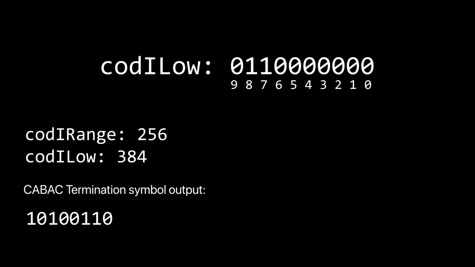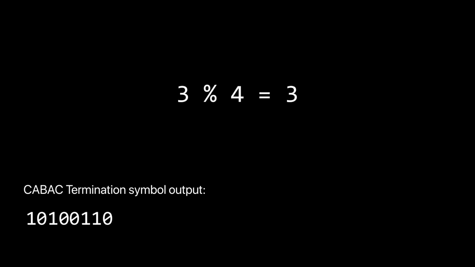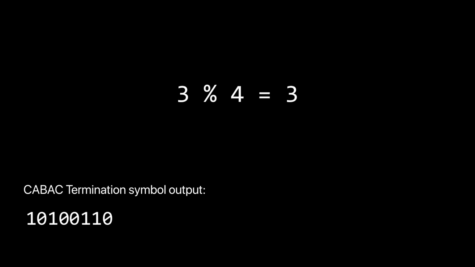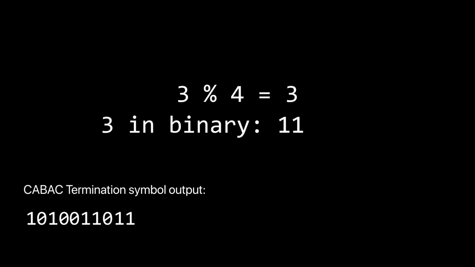Output the 9th bit of CodeILow. Then, right shift CodeILow by 7 bits. Find the remainder when divided by 4. If the remainder is even, add 1. Finally, write this directly to the file.